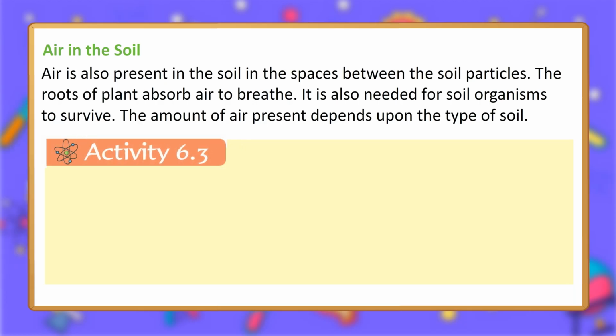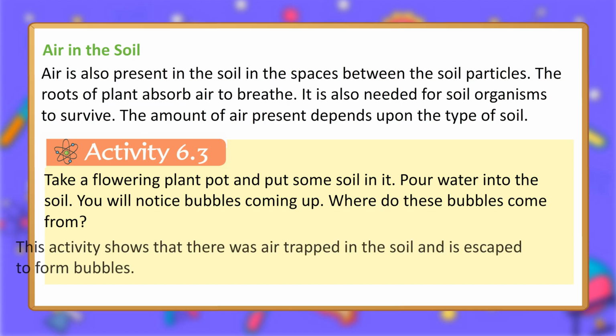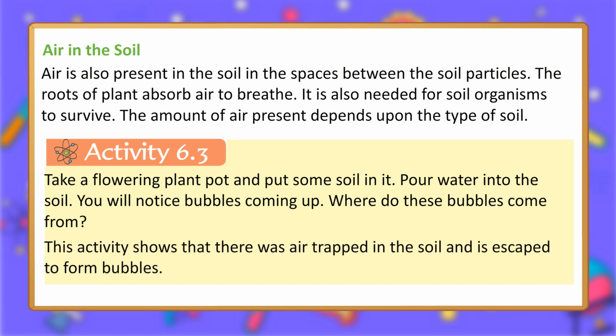Activity 6.3. Take a flowering plant pot and put some soil in it. Pour water into the soil. You will notice bubbles coming up. Where do these bubbles come from? This activity shows that there was air trapped in the soil and it escaped to form bubbles.